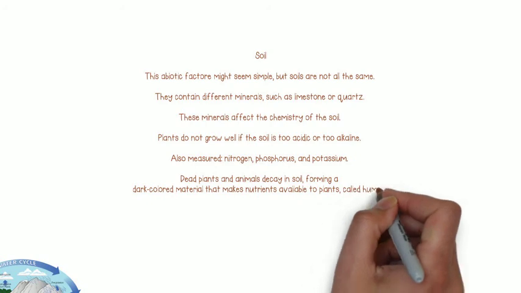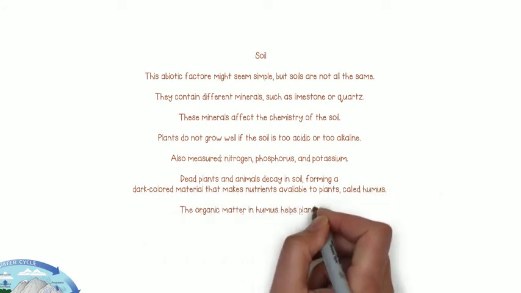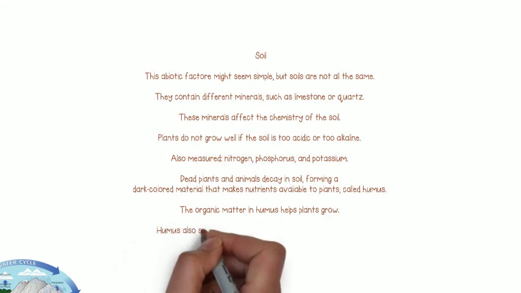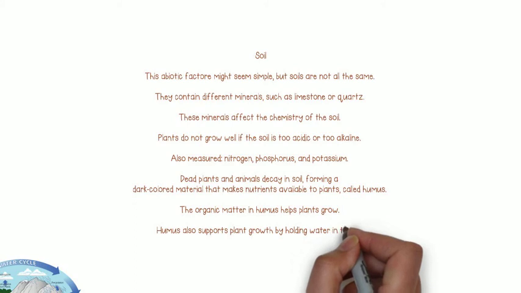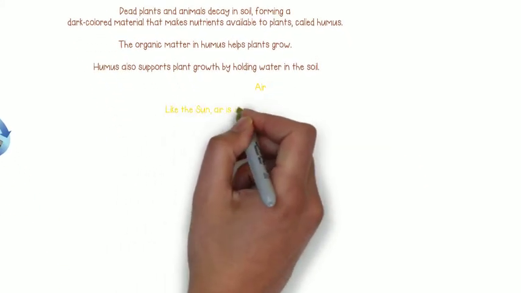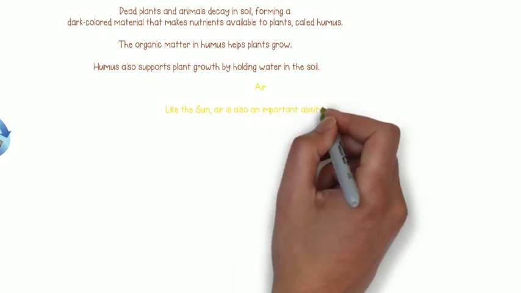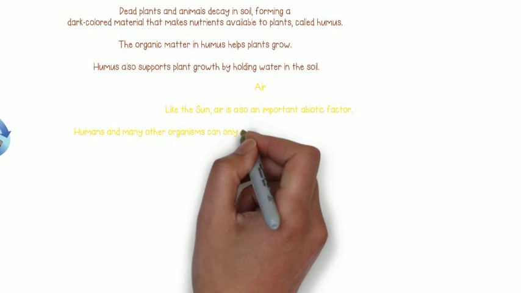As you can see in Figure 6, humus lies in a thin layer at the soil surface. As it slowly breaks down, the organic matter in humus helps plants grow. Humus also supports plant growth by holding water in the soil. Like a sponge, it soaks up water and keeps soil moist. In nature, the regions that support the most plant growth have soils that are rich in humus.